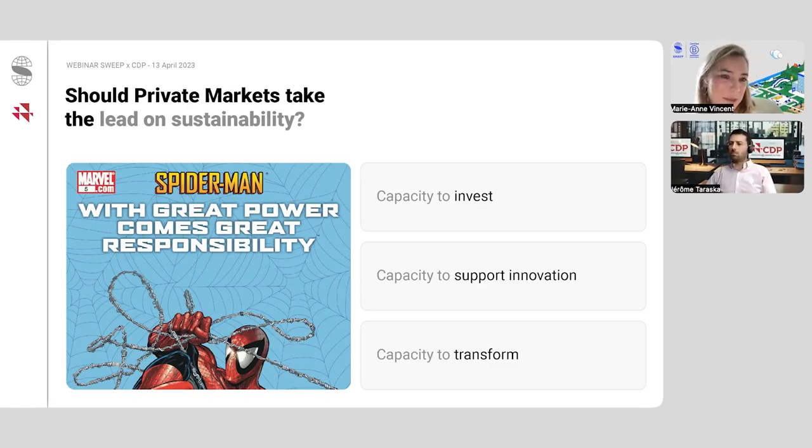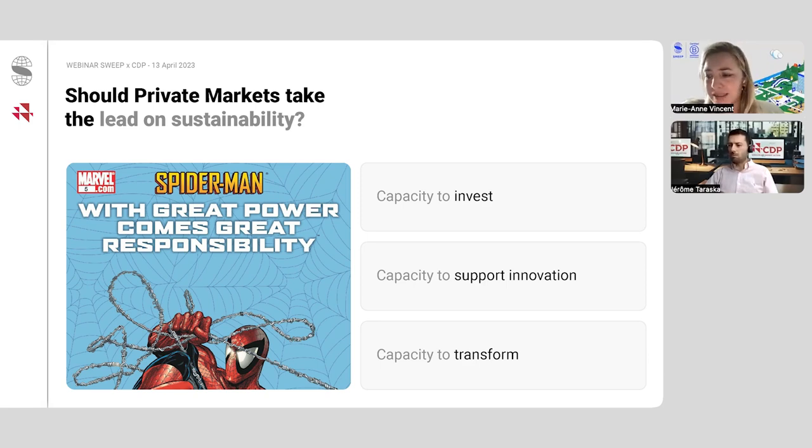So that comes to the next slide. We at Sweep, and I think Jérôme will agree, truly believe that private equity has a big role to play to accelerate the decarbonation, and more globally the private market, because of the capacity to invest. The private equity industry is more like $6 trillion in assets under management. This will increase to $11 trillion in 2026. This is massive. It's way more than what we need to finance climate change.